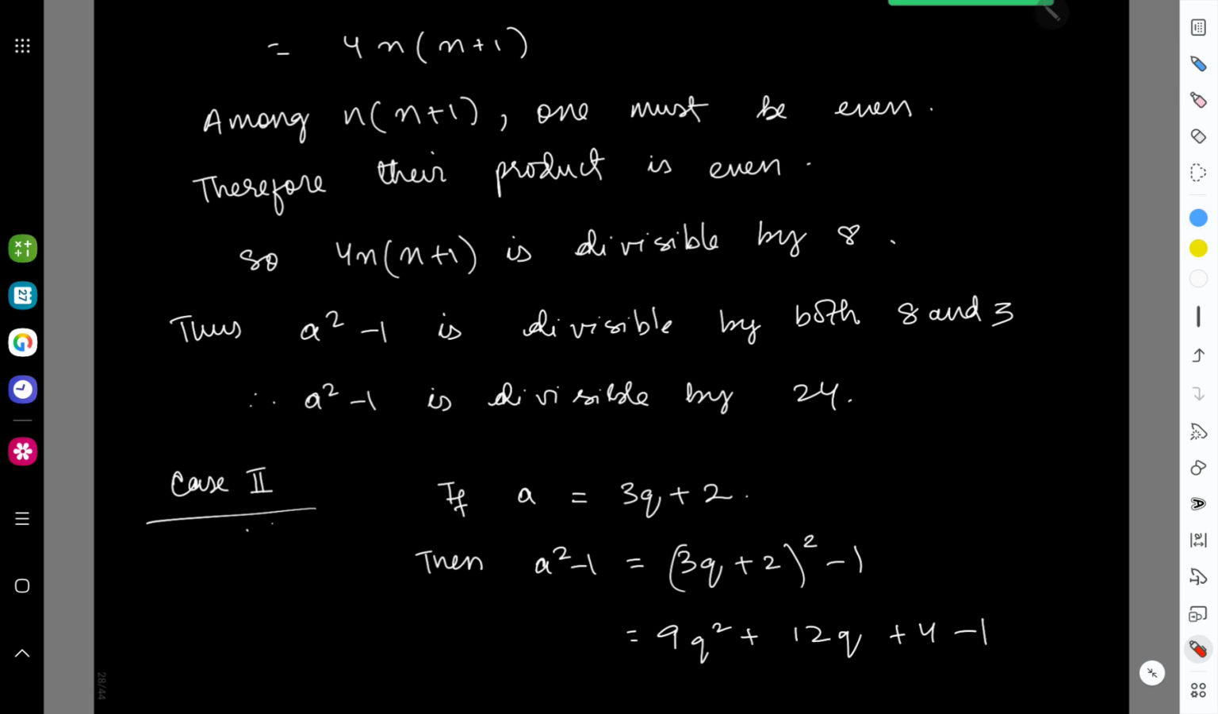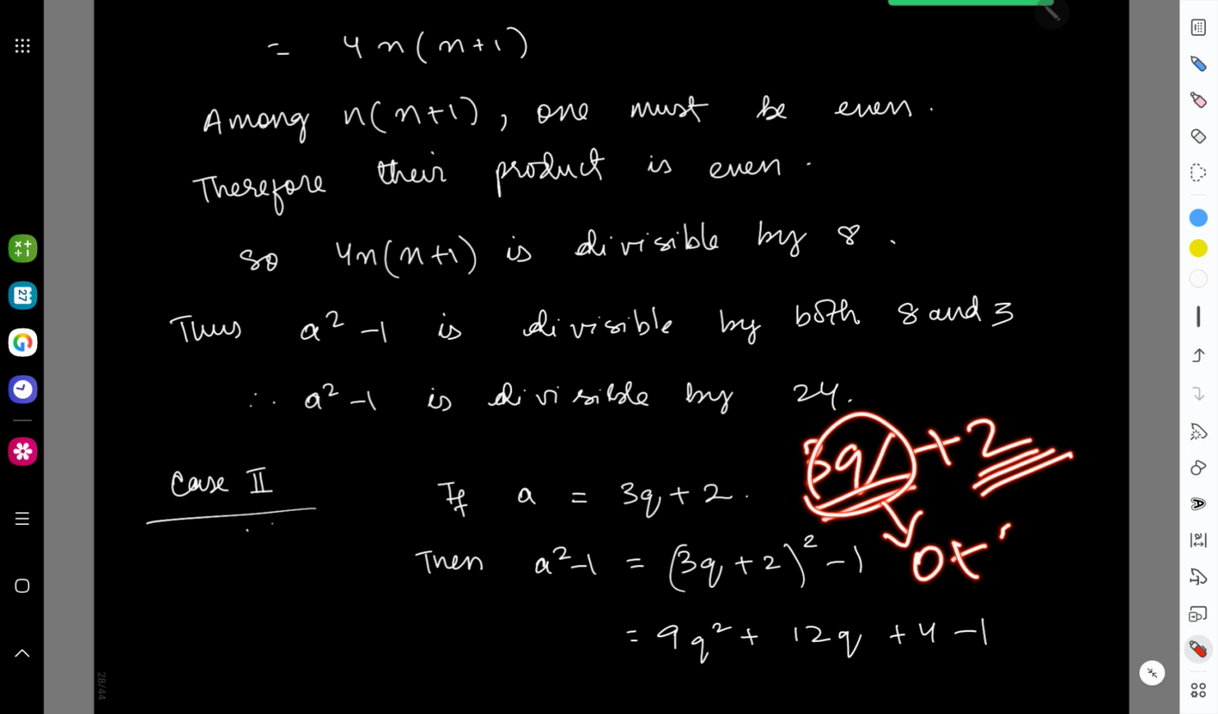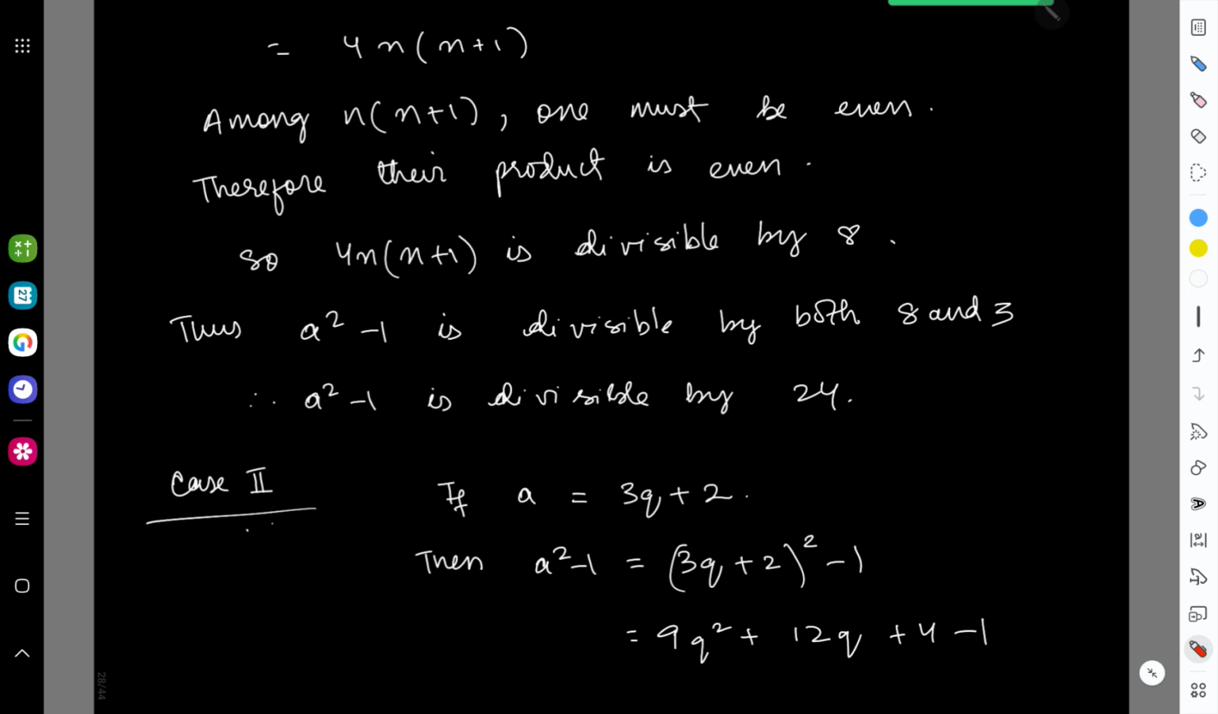Now let's talk about when the remainder is 2. So for the remainder 2, we can express our term a as 3q plus 2. 3q when it is exactly divisible by 3, plus 2 when the remainder is 2. If it is exactly divisible by 3, then our remainder will be 0 plus 2. Our remainder is 2. We're talking about when the remainder is 2.